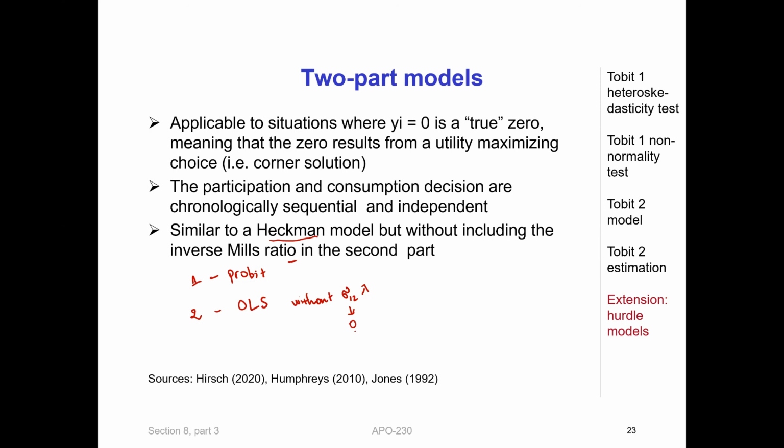Okay, so that is the overview of alternative models for censored data, especially the Hurdle models for corner solutions.